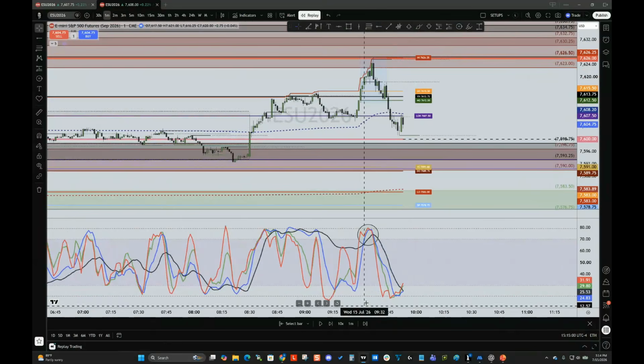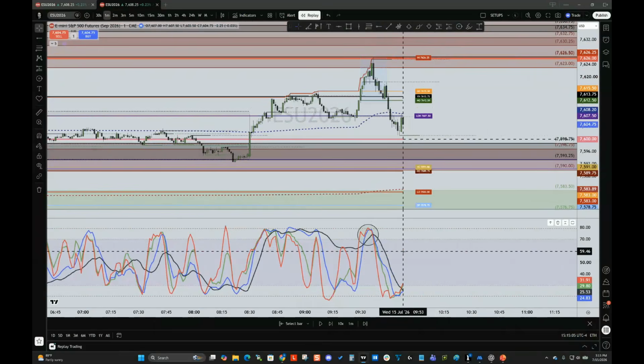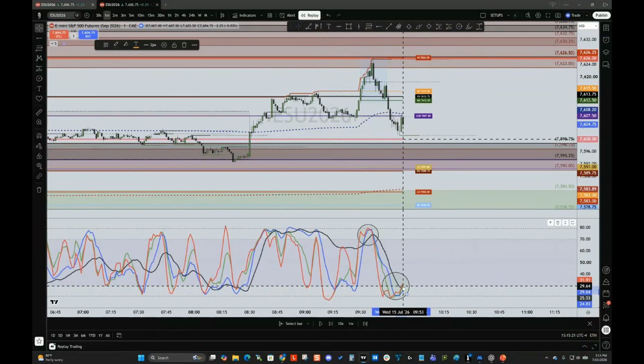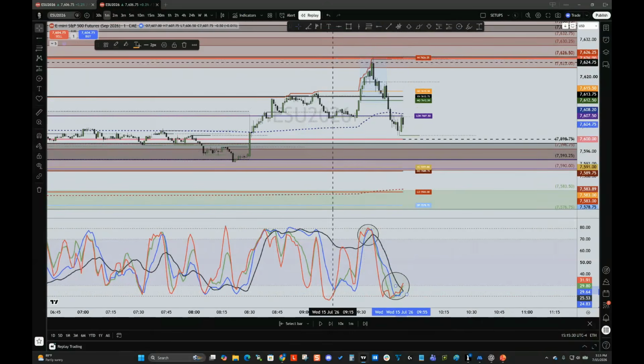Okay. After reaching target, we have now at 9:53 a.m. a cycle rotation setup long. As you can see, all the lines went below the low threshold, and now the red line, the fast cycle line, crossed above the low threshold. I would enter a buy trade here.